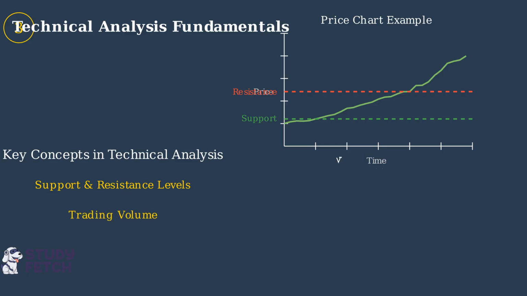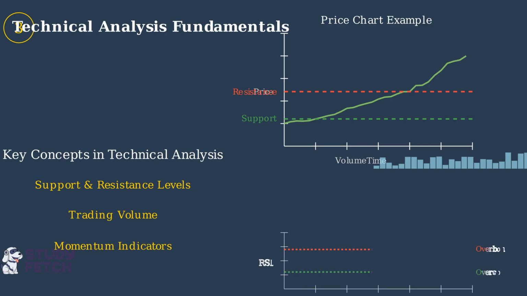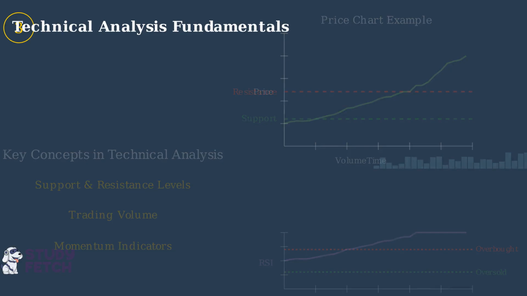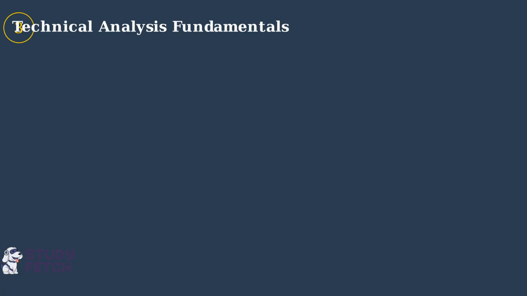Trading volume is another critical component. Volume represents the number of shares traded during a given time period and can confirm the strength of price movements. Momentum indicators like the Relative Strength Index, or RSI, help identify overbought or oversold conditions in the market. Technical analysis is based on three key assumptions that form the foundation of this approach.